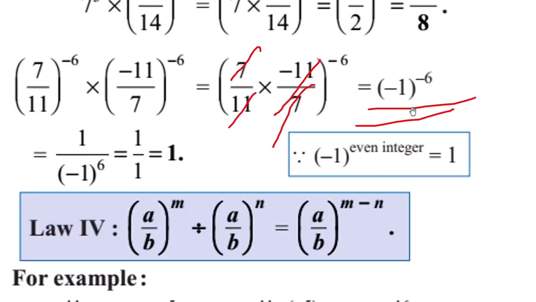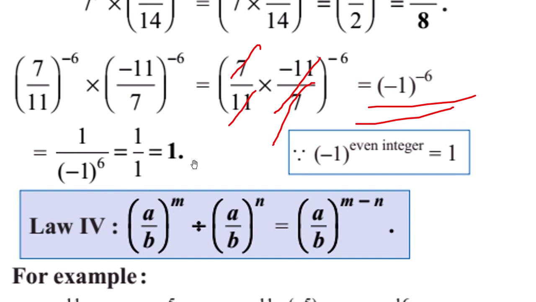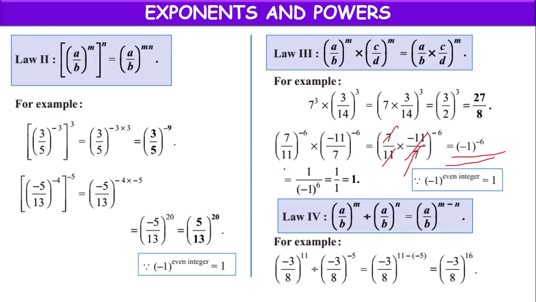But in the exponent we have minus 6. We want to make it positive. So what can we do? 1 by (minus 1) whole power 6. Like that we can write. But (minus 1) whole power 6 means minus 1 is having an even integer as exponent, whose value will become positive 1. So 1 by 1, which is equal to 1. In this way, with the help of two laws, we can simplify this problem. Next, children, law 4, the fourth law.